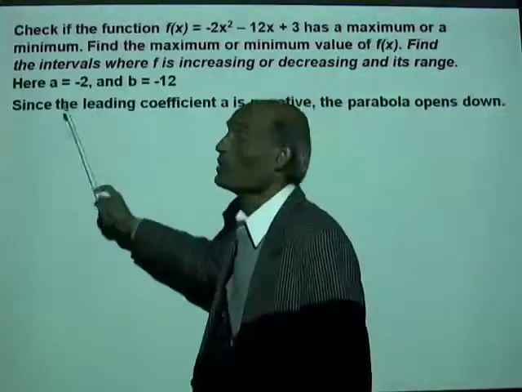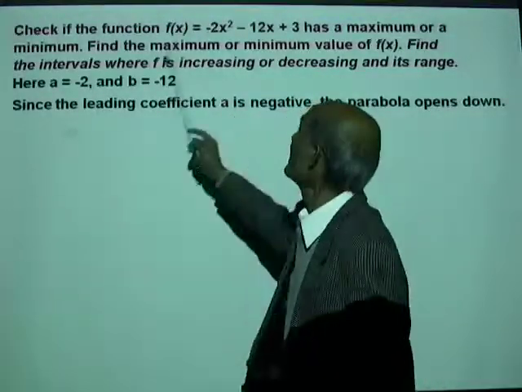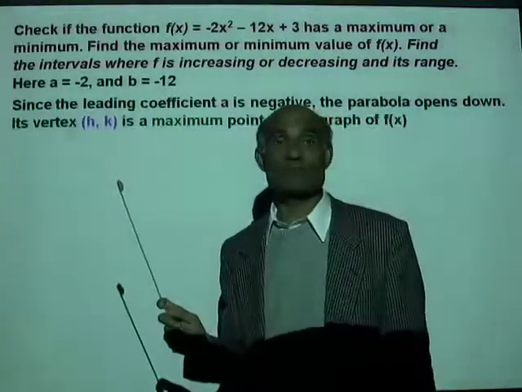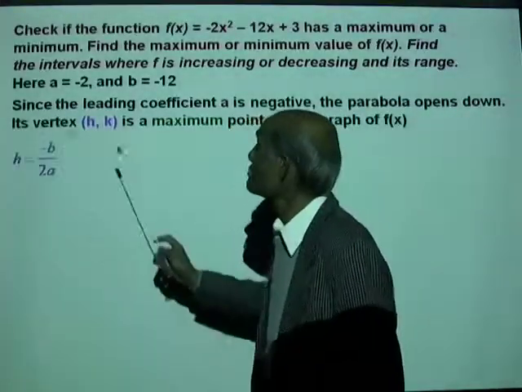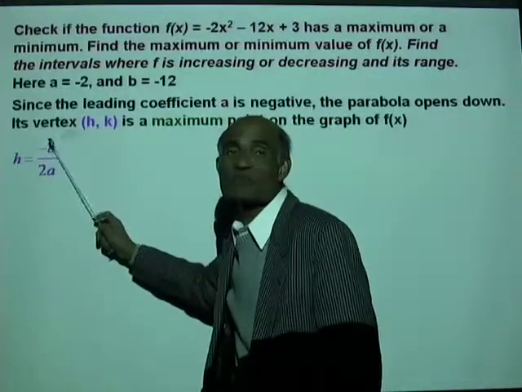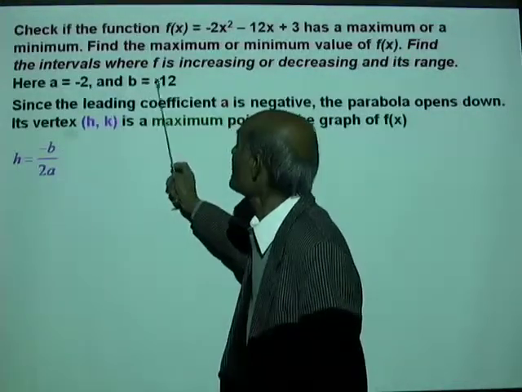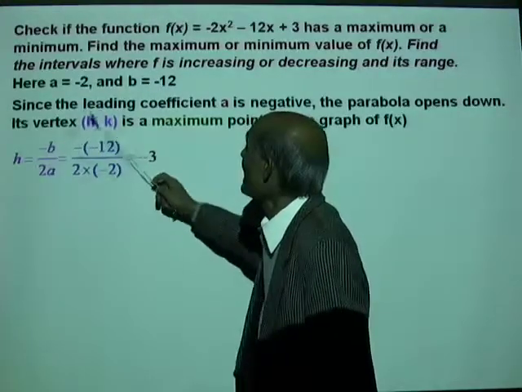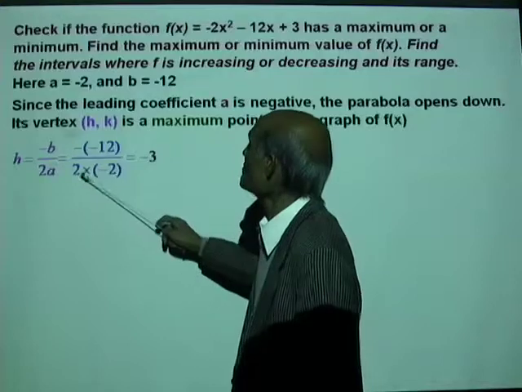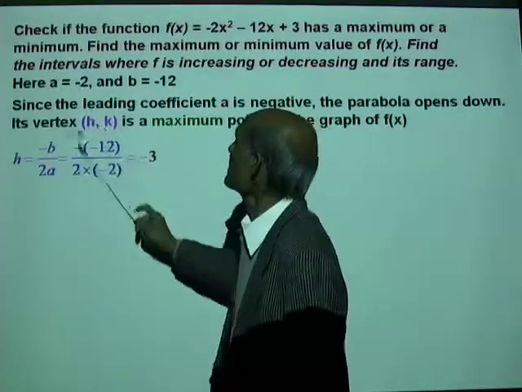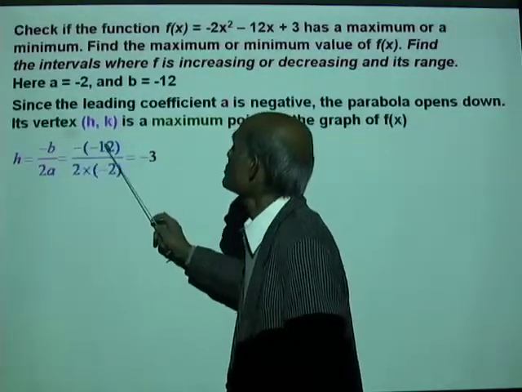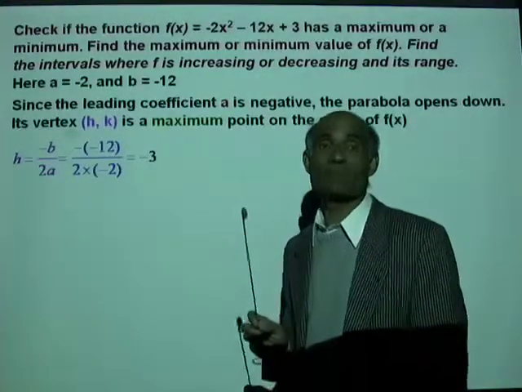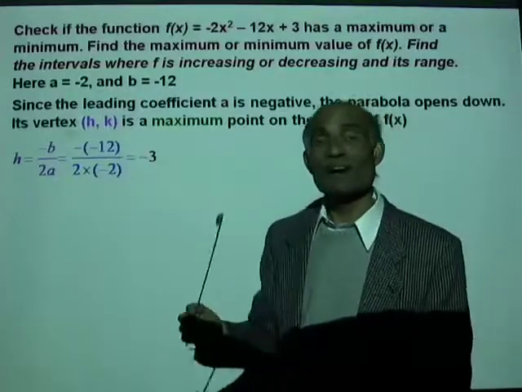Now, which way does the parabola open? A is negative, therefore the parabola opens down. Let's calculate h. h equal to negative b over 2a. b is negative 12, therefore negative b is 12, and divided by 2 times a is negative 2, and that will be 12 divided by negative 4, that is negative 3. h is negative 3. How do you find k?